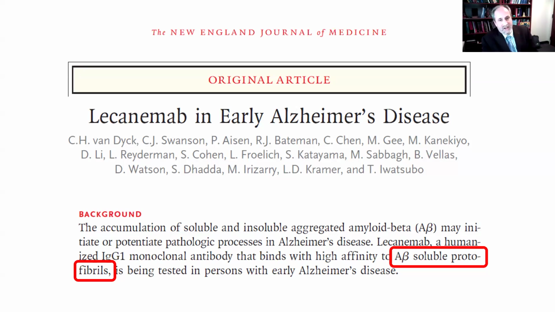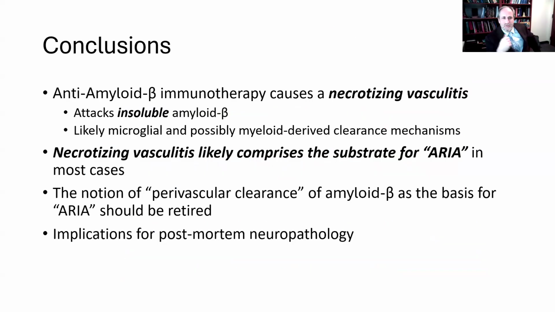Targeting of the soluble, we kind of have to take on faith, because we can't see it. We can't see it with our own eyes. We can't see it through a barrel of a microscope. So I went through this relatively quickly, but those are just the points that I wanted to make. So it appears that amyloid beta immunotherapy causes a necrotizing vasculitis in patients with cerebral amyloid angiopathy.